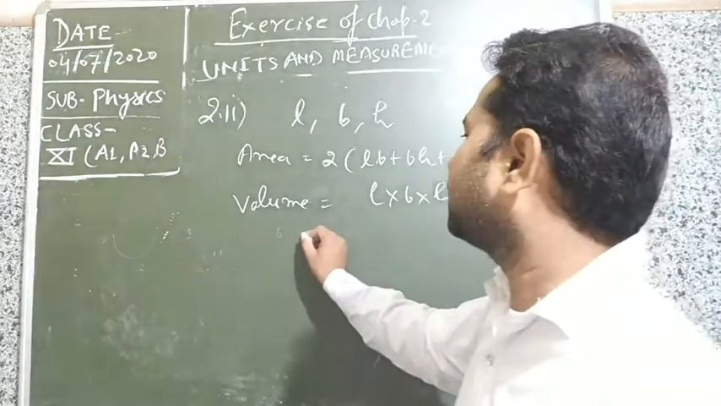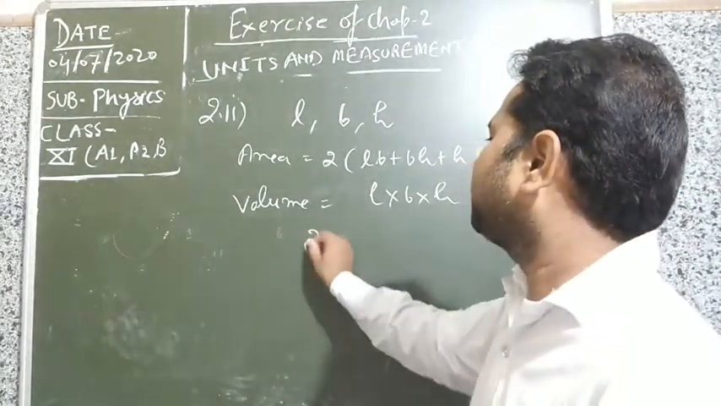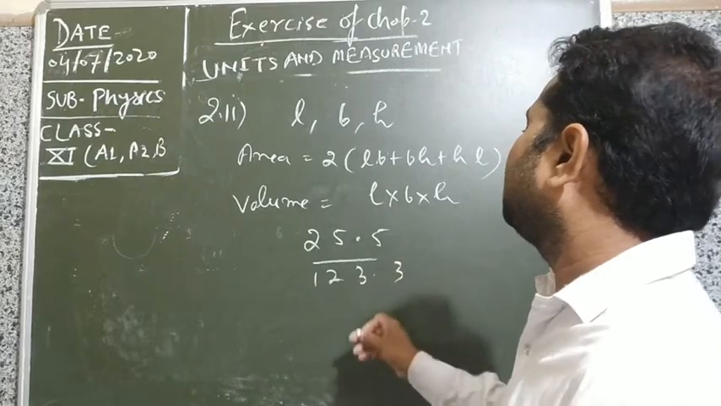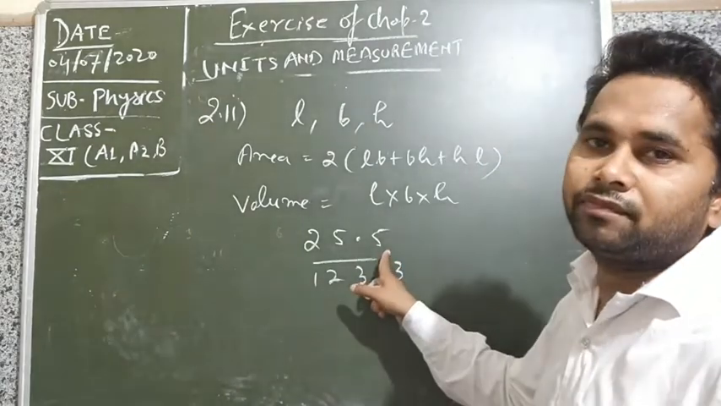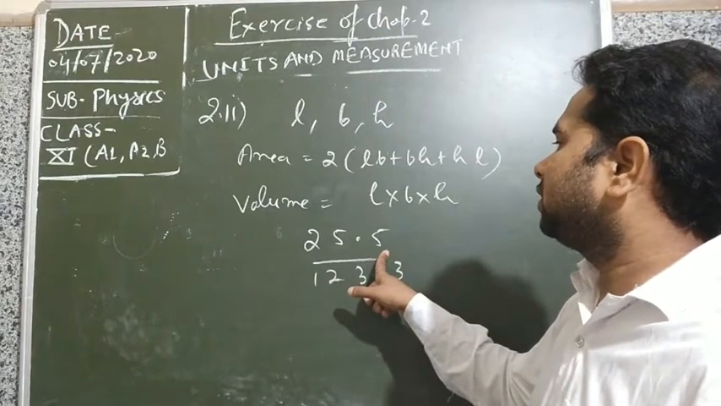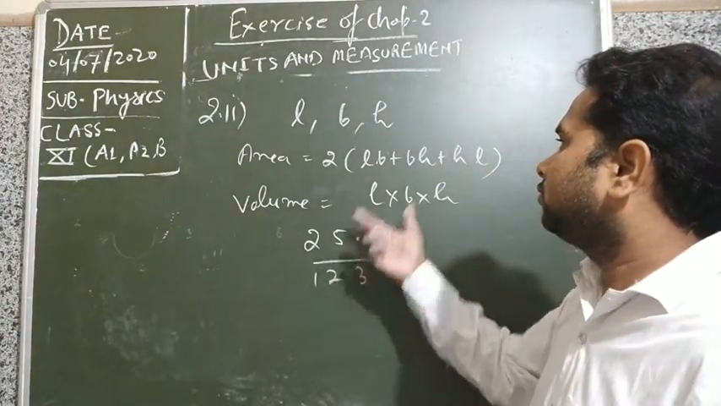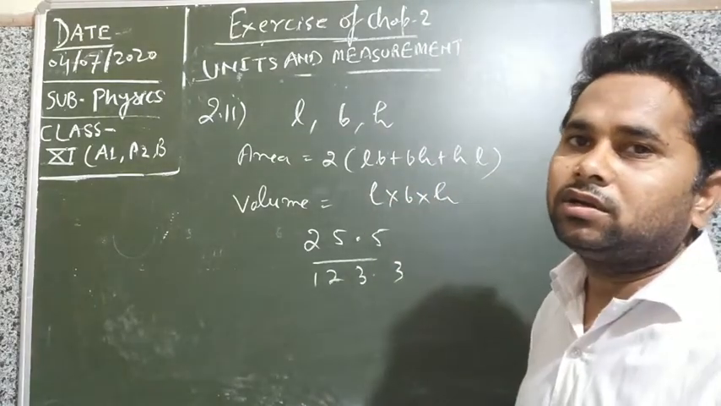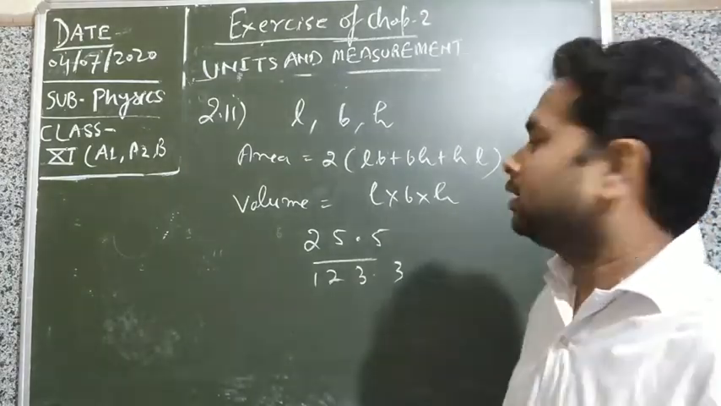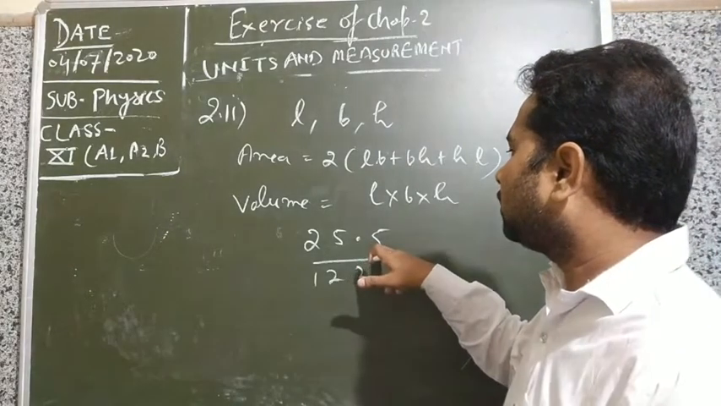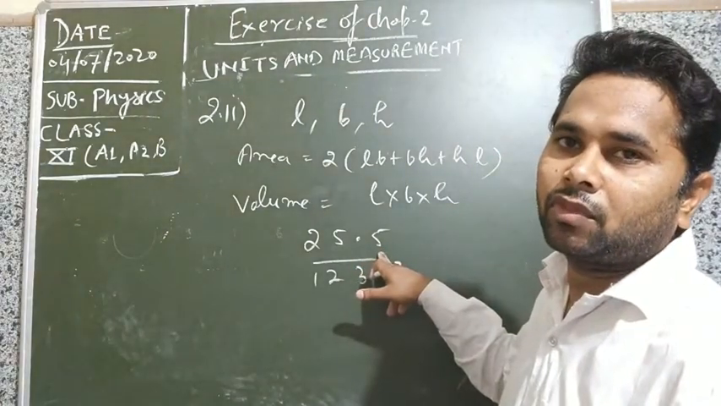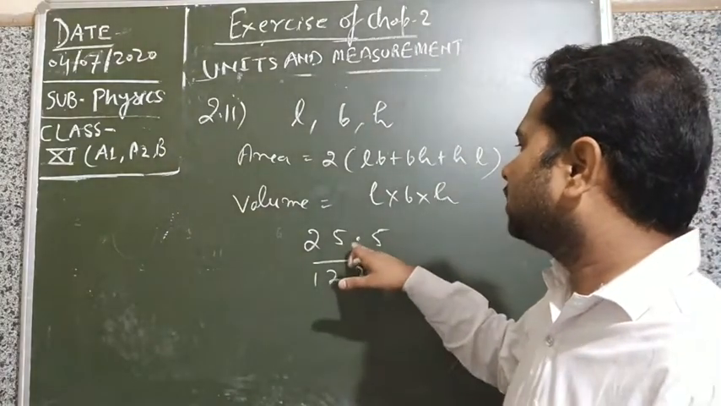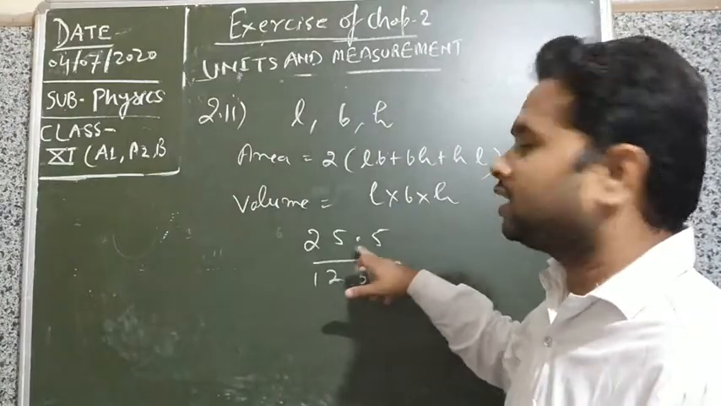What is a standard decimal number? The number is given in this form, 25.5 or 123.3, just one digit after the decimal. So this is the standard decimal number. Whatever solution you get after calculating area and volume, try to round off the answer up to one digit after the decimal point.